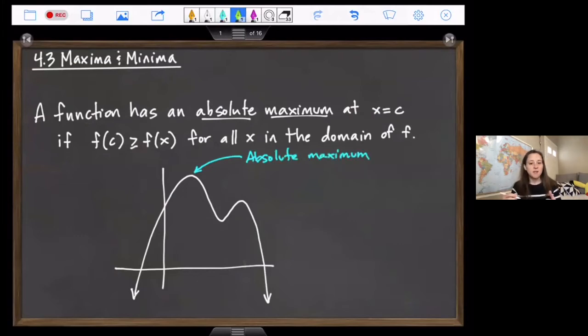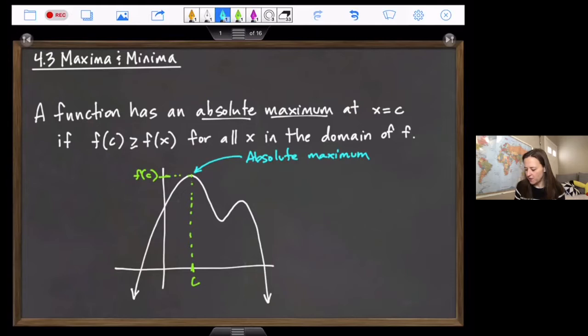And that is because its x coordinate is the x equals c the definition is talking about. So here's the c, and it says it's the absolute maximum because f of c, that's the y coordinate at c, f of c is bigger than or equal to f of x for all other x values. This means that c's y coordinate is bigger than all of the other y coordinates for the rest of the function. So it's kind of a peak, but it has to be the biggest peak for the whole function.